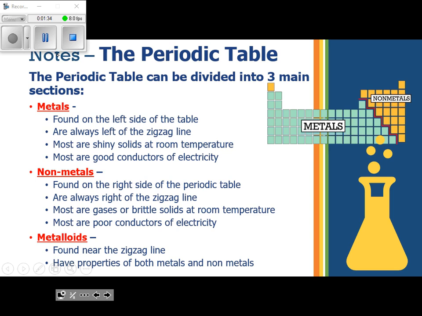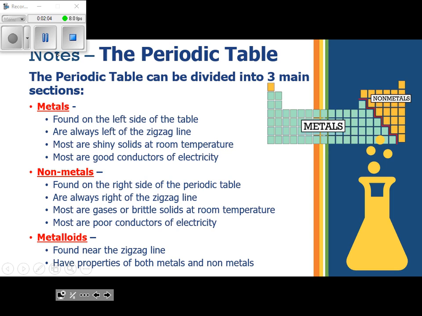So we've looked at the periodic table. We know that it's made up of different kinds of atoms called elements, but the periodic table can be divided into 3 main sections. On the left side of the periodic table, we find the metals. They're always found on the left of that zigzag line, sometimes called the staircase, and usually either shaded in with a darker line or in red. Most metals are shiny solids at room temperature. Most are good conductors of electricity and heat as well.